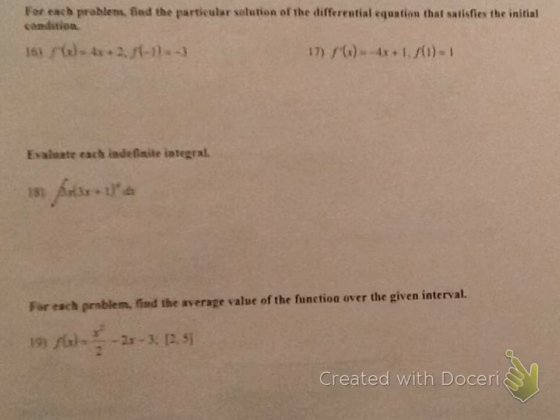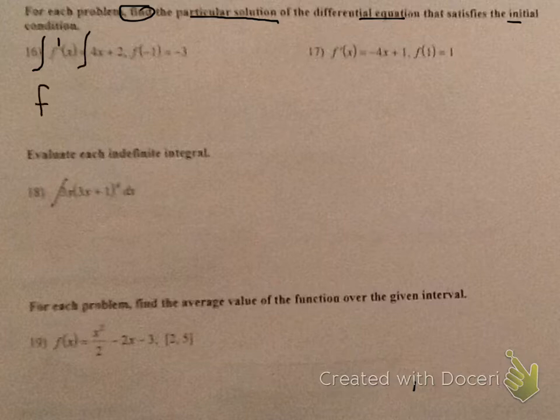For each problem, find the particular solution to the differential equation that satisfies the initial condition. So we're going to find a particular solution. This says f prime of x equals 4x plus 2. My initial condition is f of negative 1 equals negative 3. So to find a particular solution, you integrate. Integral of 4x, 2x squared. Integral of 2 is 2x plus c. That is the general solution.